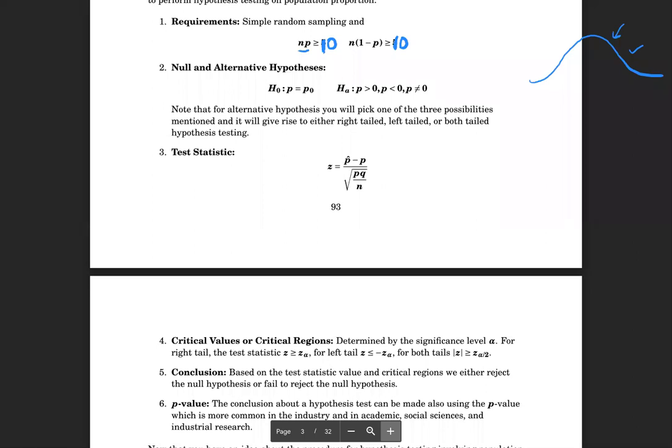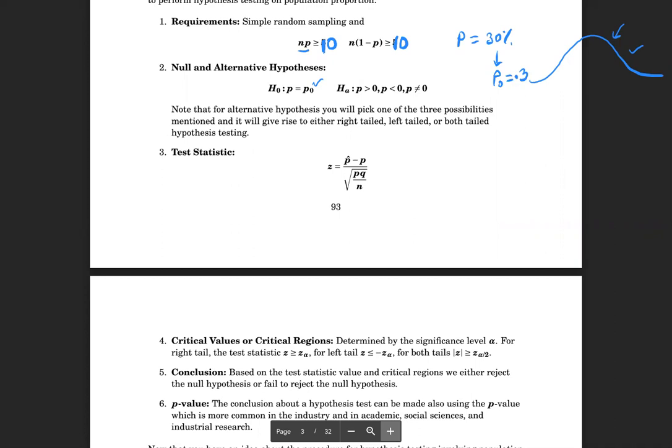So that's what it is. And the null hypothesis and alternative hypothesis. Null hypothesis is P is equal to P naught. P naught is some fixed value. P is the population proportion, okay? I could say P is 30%, okay? So in that case, P naught would be 30% or 0.3.